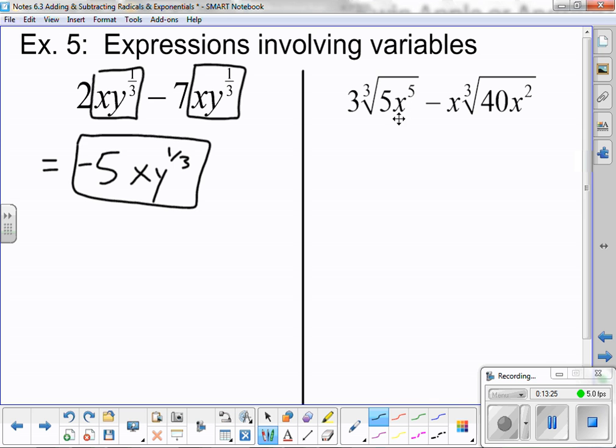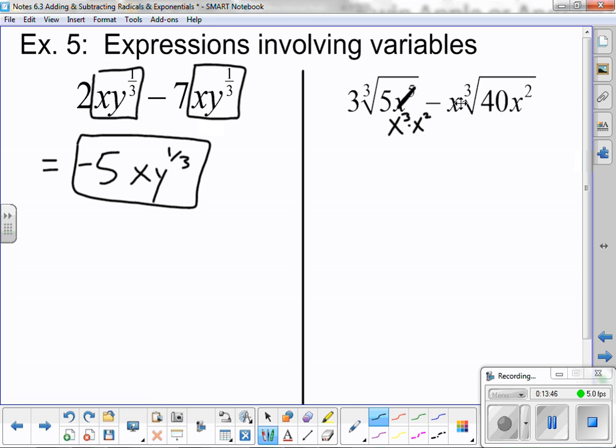I'm going to go ahead and show here. I got 5 to the first power, so I can't really bring out a perfect cube there. X to the 5th has a perfect cube because that's x to the 3rd times another x squared. So I'm going to cross that off so that you don't get it confused again. So I broke that x to the 5th down to x cubed times x squared.